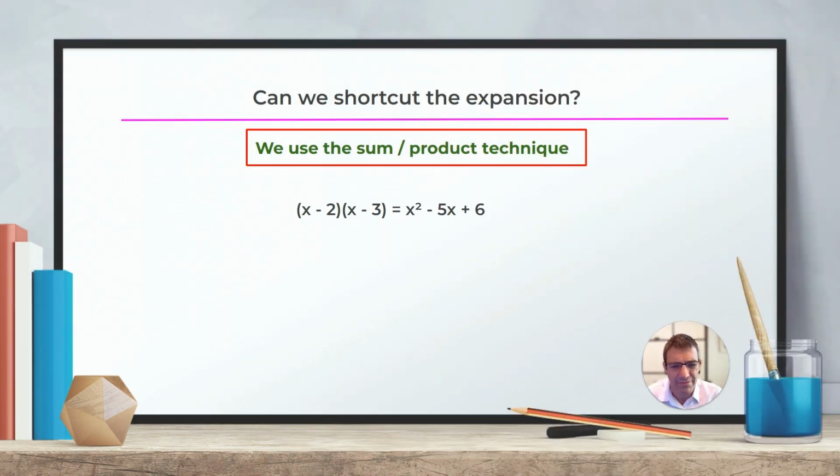Now, what if you have two negative numbers? Well, it's the same technique. So negative 2 plus negative 3 is negative 5, and negative 2 times negative 3 is positive 6. So this is how you can shortcut the expansion side. And shortcutting the expansion side is going to be essential in order for you to shortcut and factorize accurately, which is what we're going to look at now.